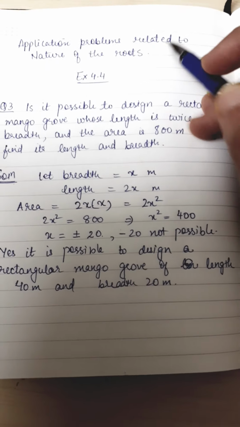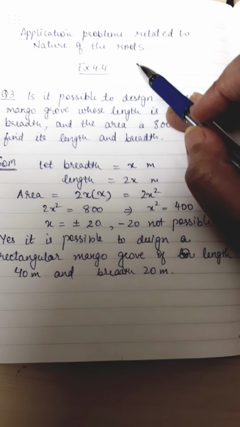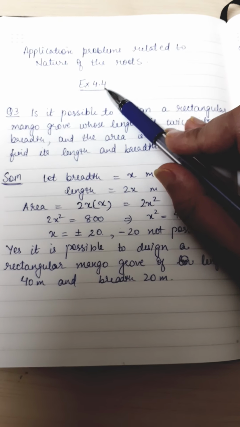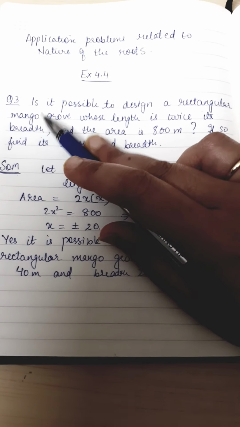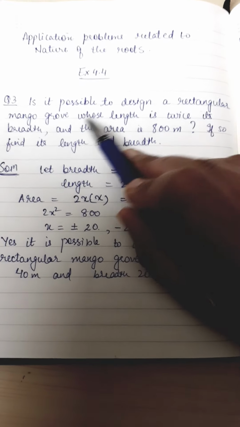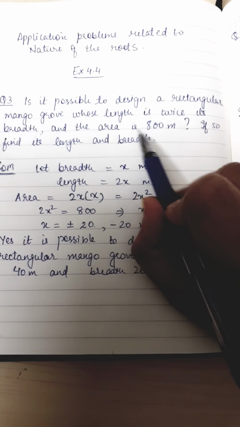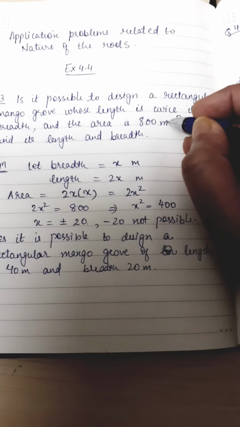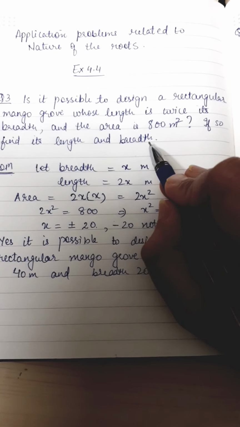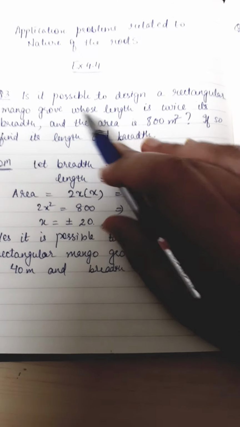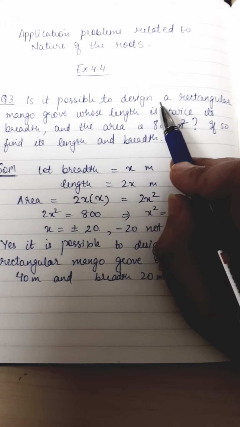The next set of application problems are related to the nature of the roots of a quadratic equation, that is from exercise 4.4. Third question: is it possible to design a rectangular mango grove whose length is twice its breadth and the area is 800 meter square? If so, find its length and breadth.